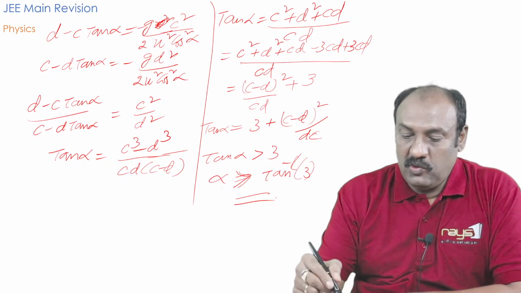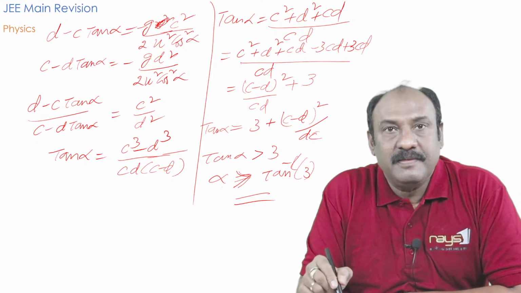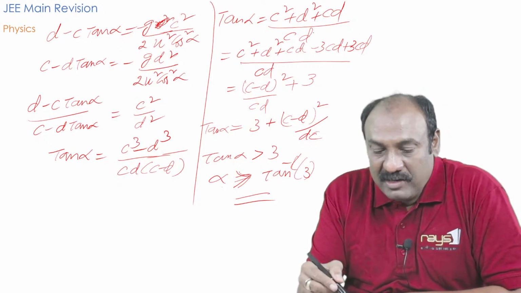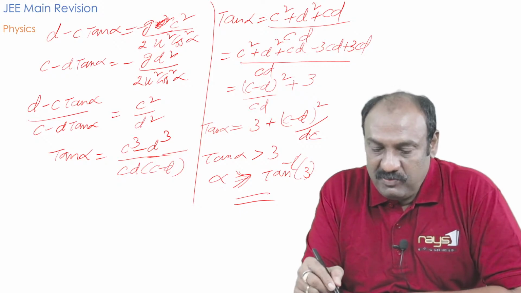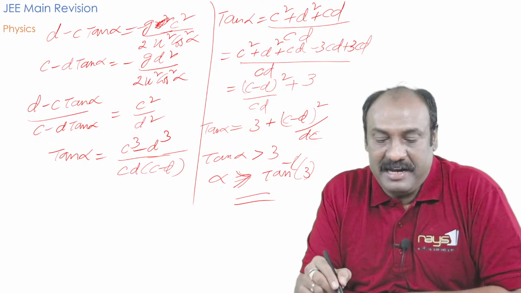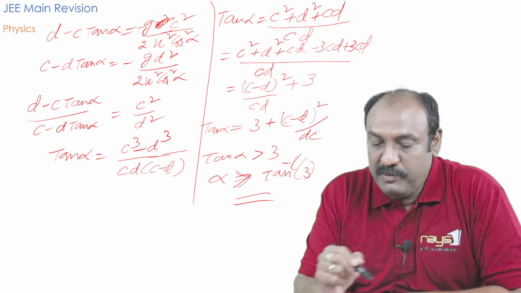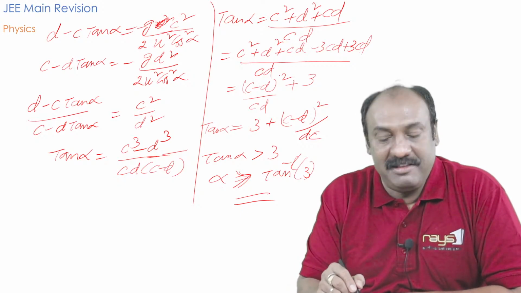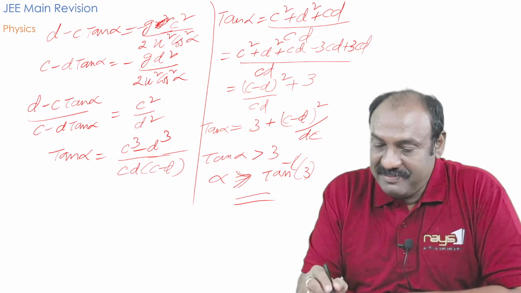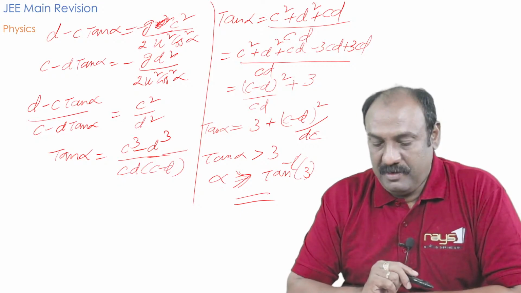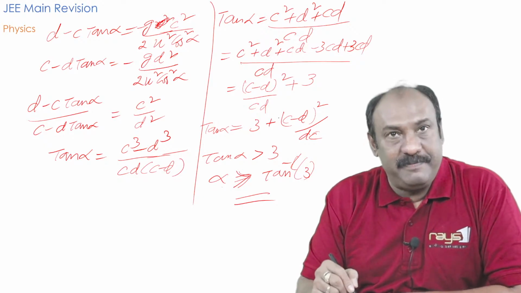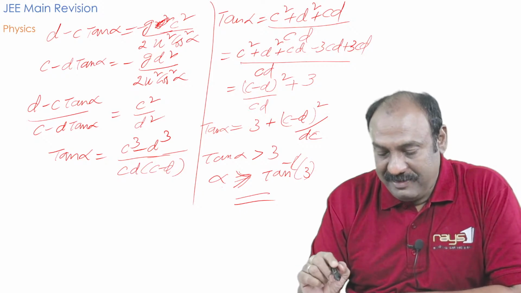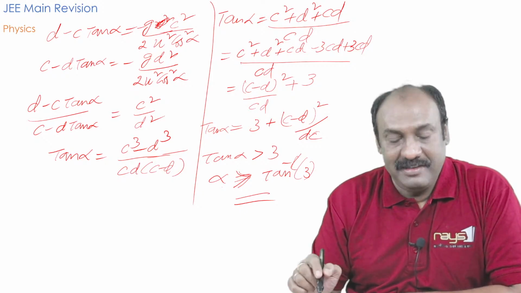So, like that we have to eliminate this CD term or C minus D term, at least any one of these terms. So here, by adding 3CD and subtracting 3CD in the numerator, this C square plus D square minus 2CD can be written as (C minus D) whole square by CD plus 3CD by CD, that will give 3. So this value is a little bit more than 3, whatever may be the values of C and D. So indirectly, tan alpha value may be more than 3. So alpha is more than tan inverse 3 is the answer.